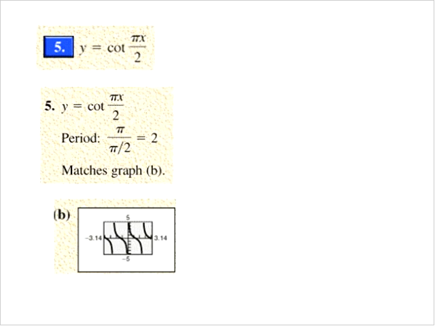For number 5, cotangent, remember that is the reciprocal of tangent. So if you're to use your graphing calculator, you'd have to type 1 over tangent of pi x divided by 2. And remember that your tangent has a period of pi over b. So in this case, b is pi over 2. And when I divide those fractions out, I actually get just 2 for my period. And that seems to match up with graph B.